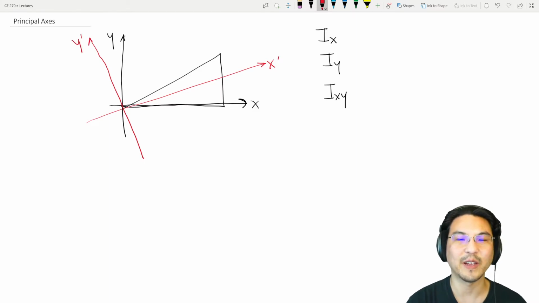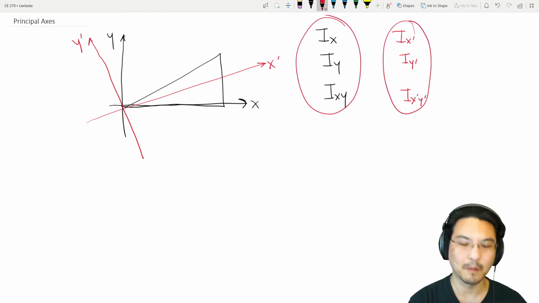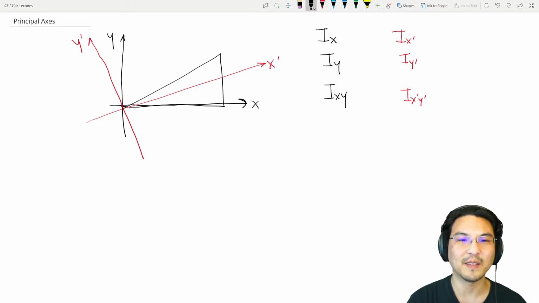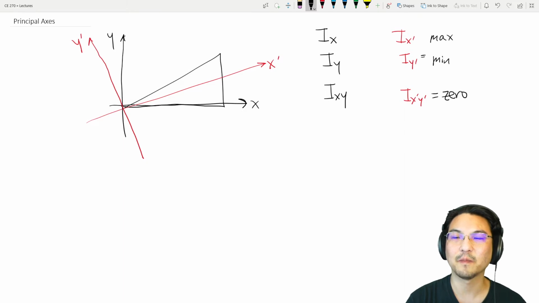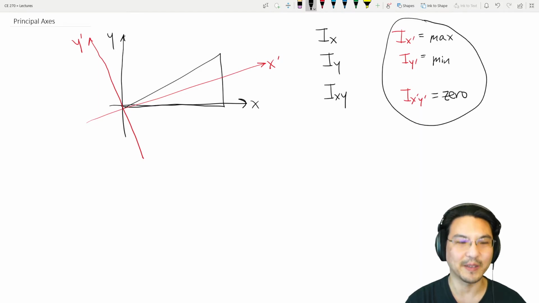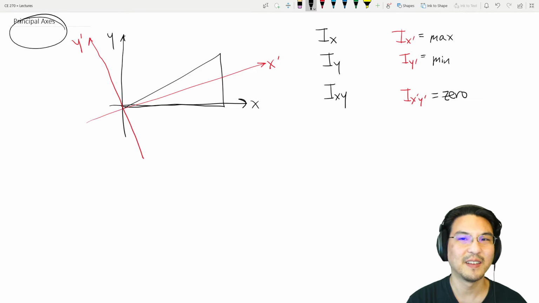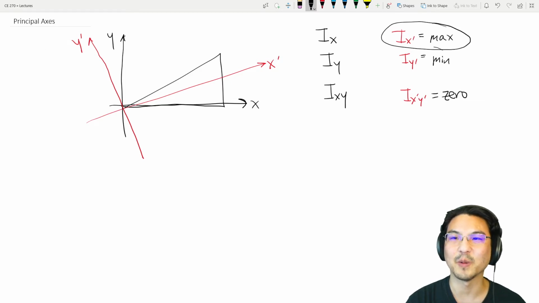Then all of these values change as a function of that angle. Right? These are going to be different from these. Now, if you rotate these coordinates to a very specific orientation, one of these two reaches a maximum value, while simultaneously the other one reaches a minimum value, and this one becomes zero, the product of inertia. And at this specific orientation, we call those principal axes, and these values would be the principal moments of inertia.